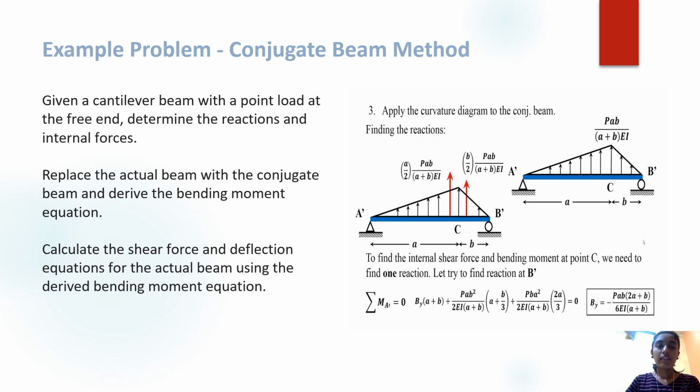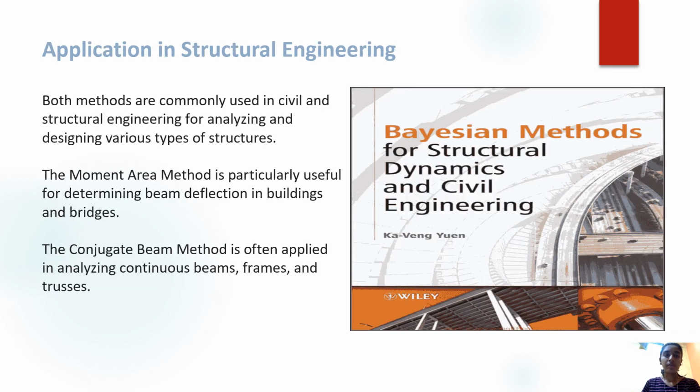Given a cantilever beam with a point load at the free end, determine the reactions and internal forces. Next, replace the actual beam with the conjugate beam and derive the bending moment equation. Later, calculate the shear force and deflection equation for the actual beam using the derived bending moment equation.